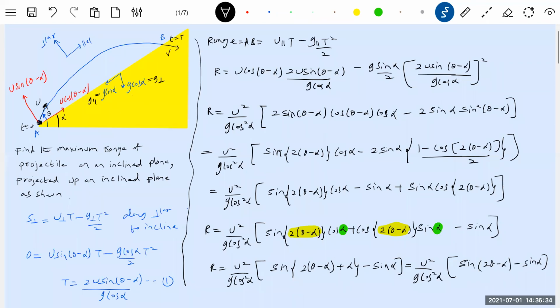See, alpha is fixed here. Alpha is a fixed value, so we are not going to disturb alpha. To have maximum range, theta is what I'm going to vary. Alpha is a fixed value, it's better to say constant. So to have maximum range, what are we going to do?